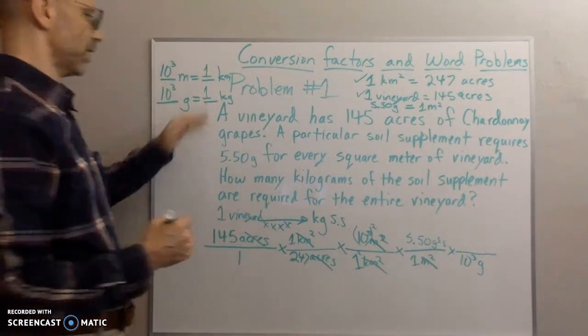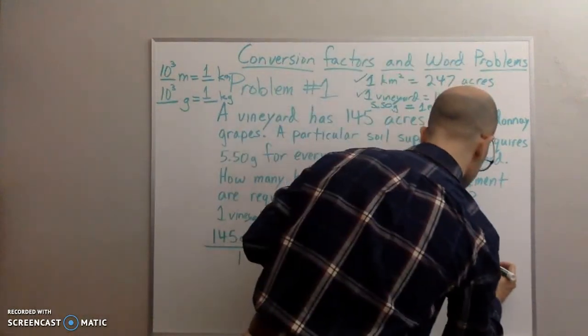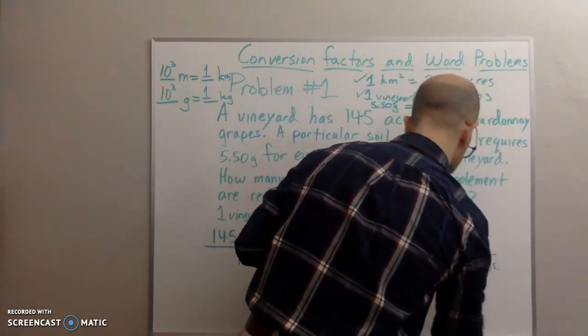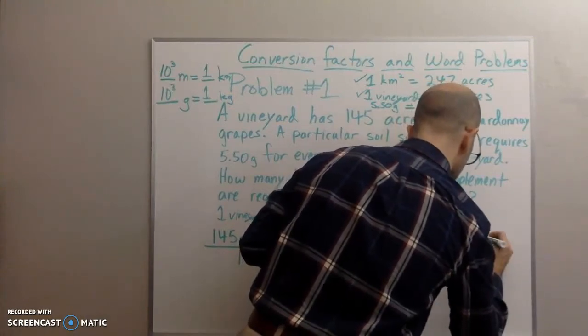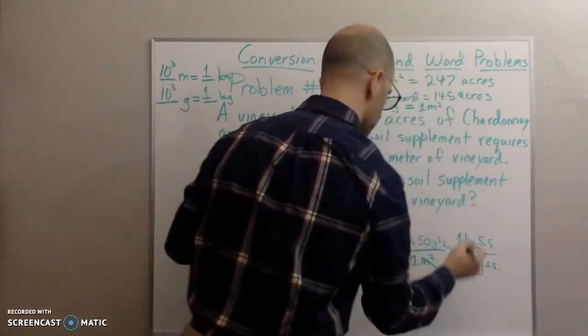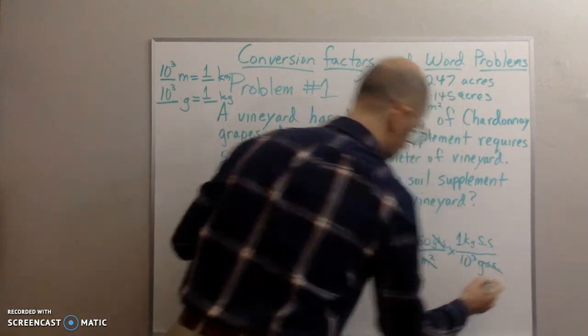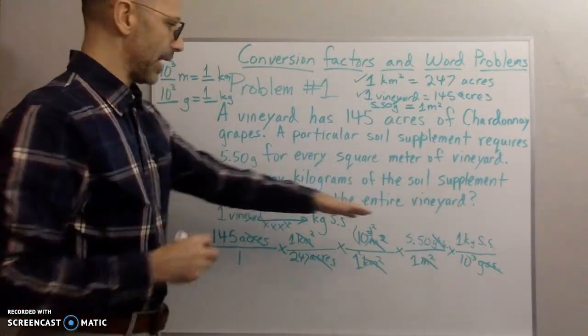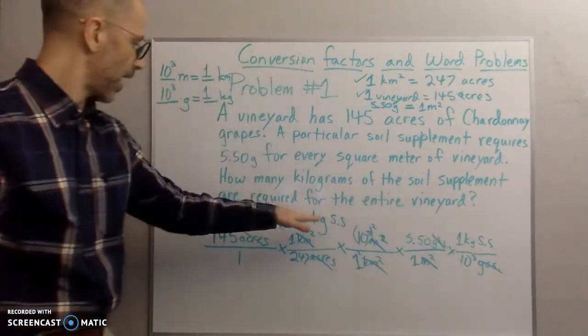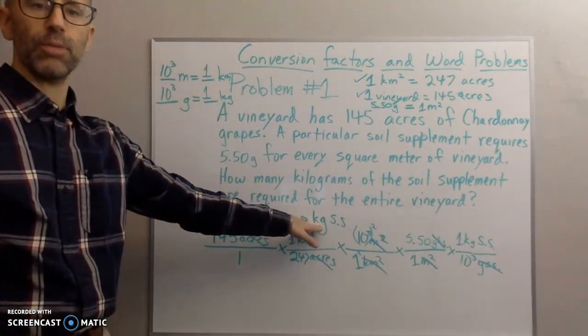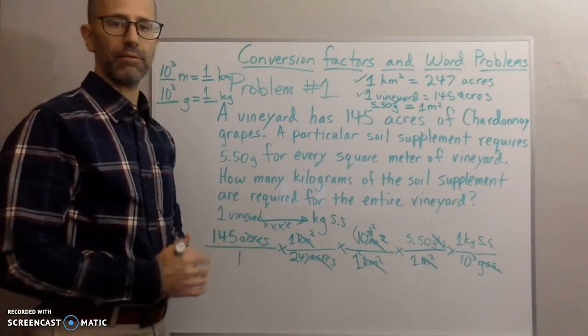And then 1 kilogram goes on top, so 1 kilogram of soil supplement. The grams of soil supplement cancel out. I now have kilograms of soil supplement on the top. That is what they are asking for in the problem. I am done with my conversion factors.